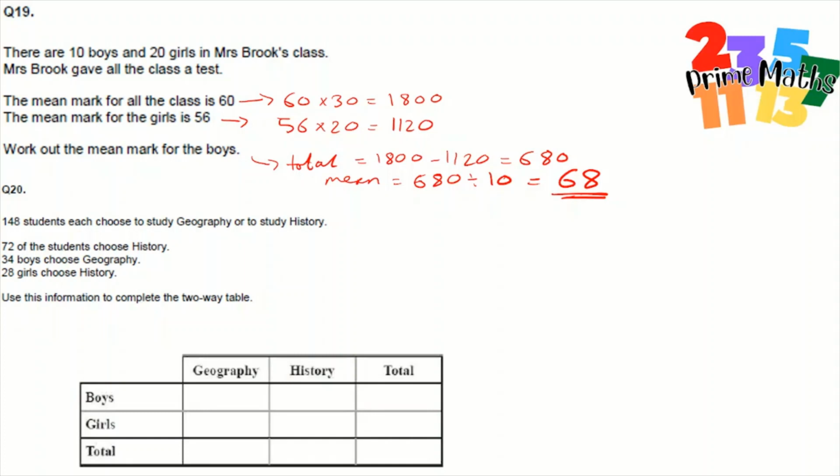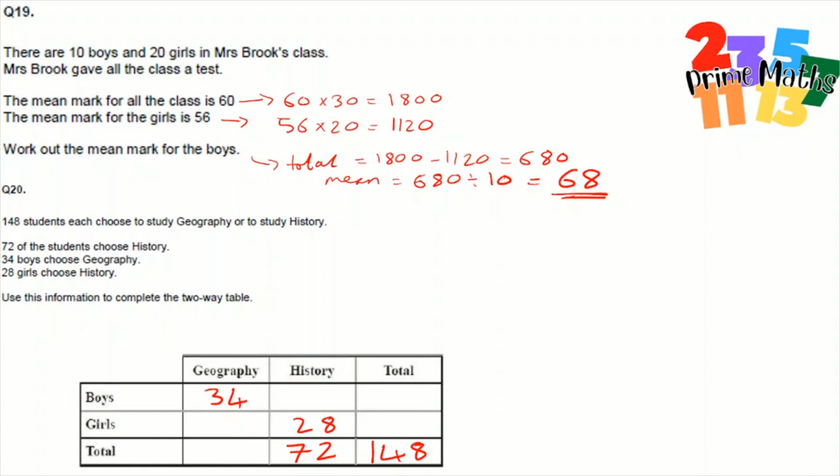Question 20, we're filling in information into a two-way table. 148 students chose to study geography or history, so our total amount of students is 148. A total of 72 studied history, 34 boys chose geography, and 28 girls chose history. We can use these values to fill in the rest of the table.